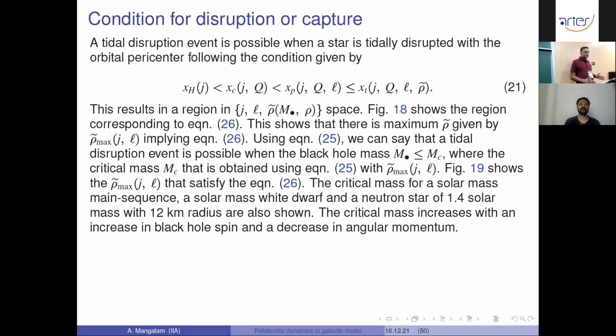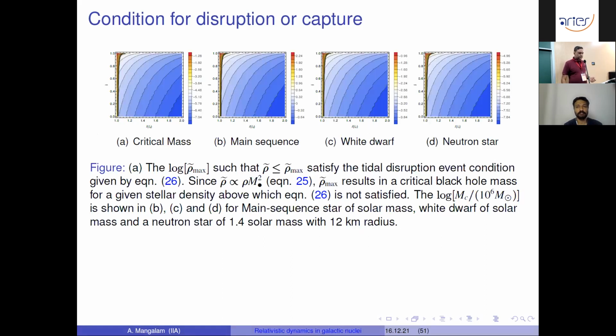So a tidal disruption event is possible, for example, if the pericenter, which is xp, is less than the tidal radius xt. So if it reaches xt, it gets disrupted before it reaches the pericenter, and the capture radius is further inside. So clearly this is a condition for tidal disruption. With this, you can find the critical mass. So you can find the density such that this condition is satisfied, and you can do that for main sequence, white dwarf, and neutron stars.